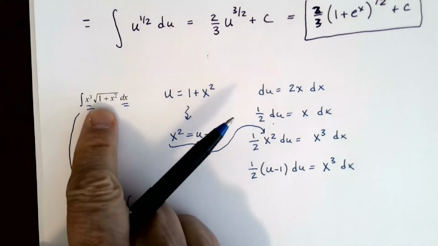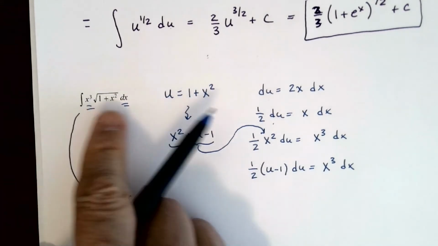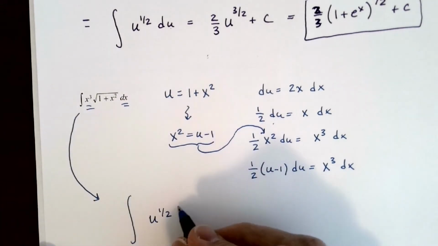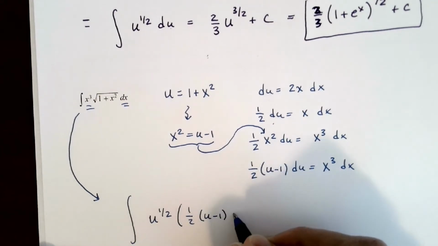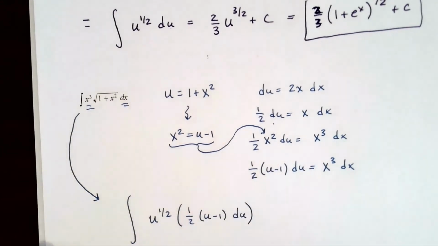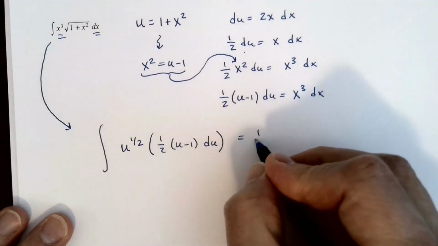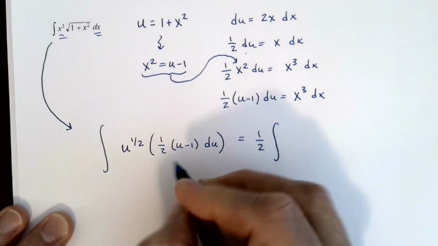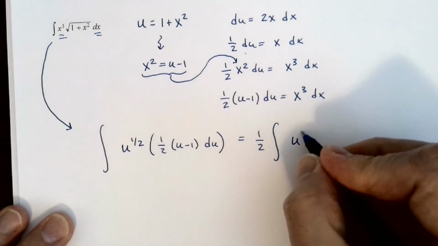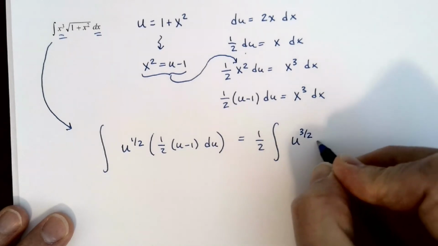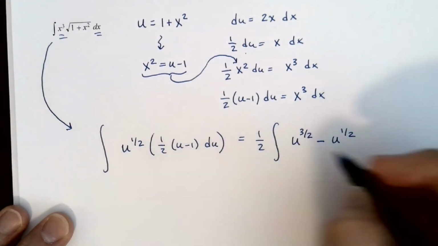So the square root of u, that's u to the 1/2, and the x cubed dx is 1/2 (u minus 1) du. Now this 1/2 can come out. And what do I have? Distributing u to the 1/2 through, I get u to the 1/2 times u is u to the 3/2, and u to the 1/2 times 1 is u to the 1/2.